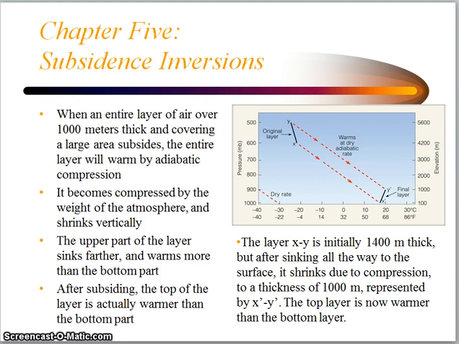You're assuming this air is dry. The air becomes compressed by the weight of the atmosphere, and it shrinks vertically. So the upper part of the layer sinks farther, and it warms more than the bottom part. After sinking or subsiding, the top of the layer ends up actually being warmer than the bottom part. These subsidence inversions are essentially what will cause a heat wave in the southwestern United States in the summertime. Those days when we get like 110, 112 degrees, that's because of a subsidence inversion. So the layer XY above your head is initially 1,400 meters thick, but when you sink it down to the surface, X prime Y prime then becomes 1,000 meters thick, and the upper part of that layer is now actually warmer than the lower part of that layer.